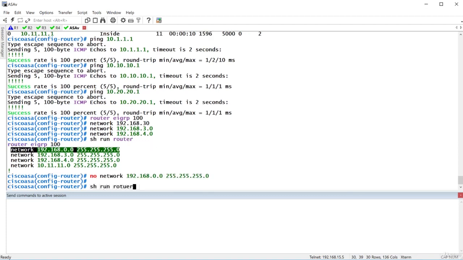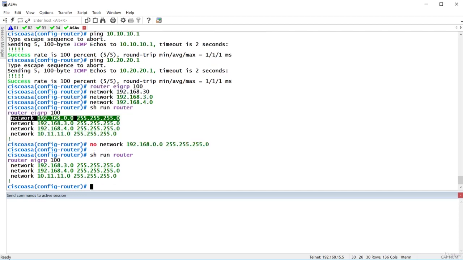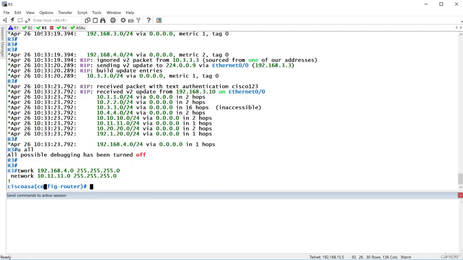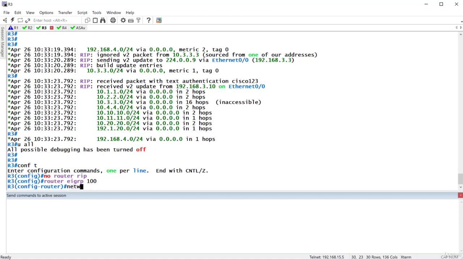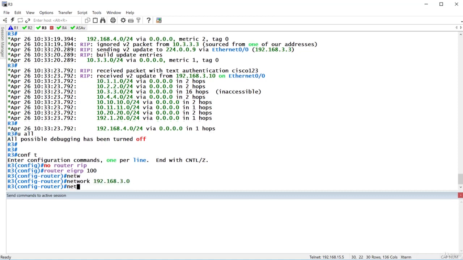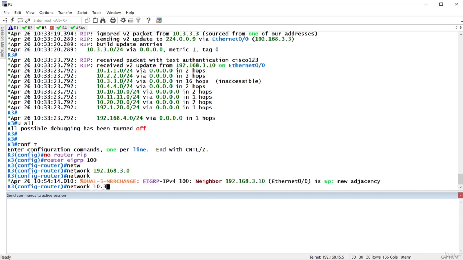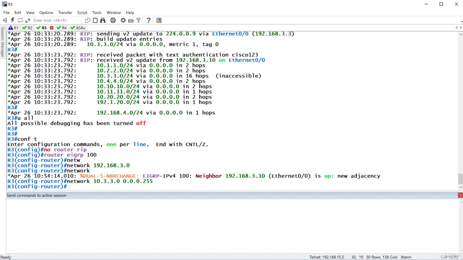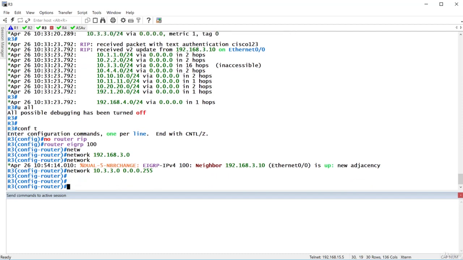Show run router. Okay, good. So now on R3, router EIGRP 100, network is 168.3.0, and my other network is 10. Be specific with the wildcard mask. Show IP route EIGRP.